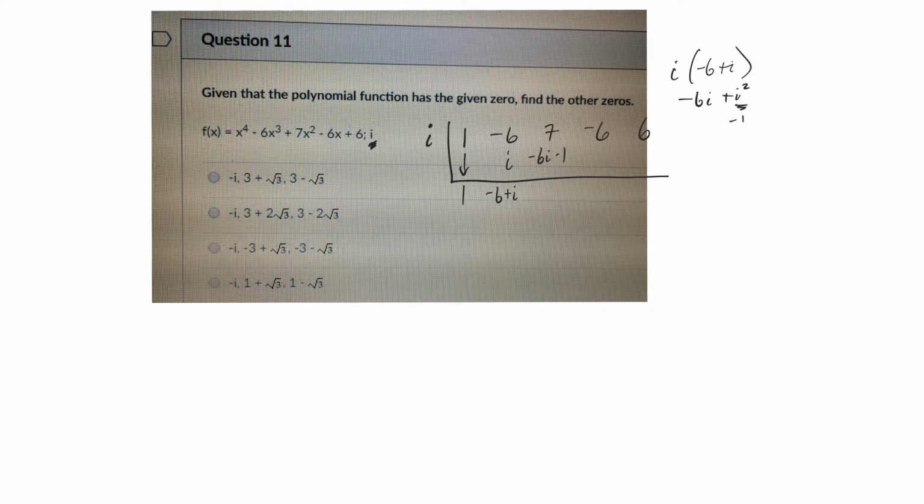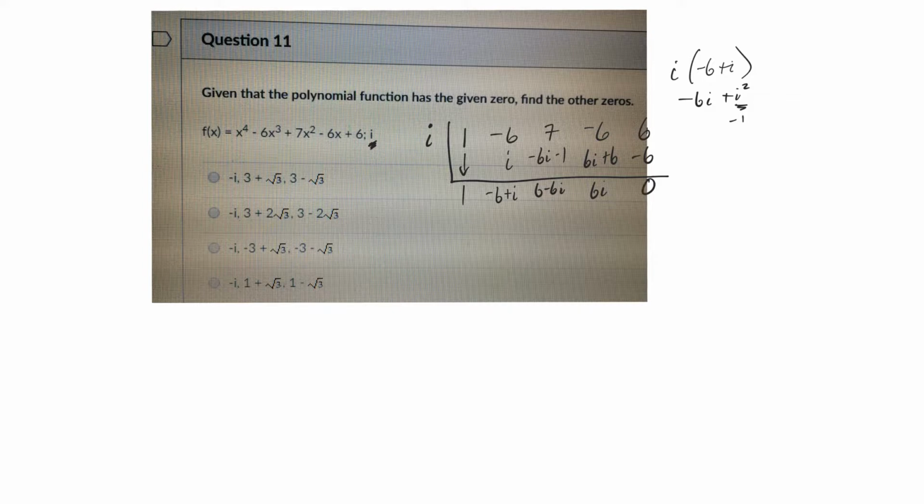All right, and then add. So that would be 7 take 1 was 6, so it would be 6 minus 6i. And then multiply again. So i times 6 is 6i. And i times minus 6i would be a minus 6i squared, or a plus 6. And then minus 6 plus 6 is 0, so this would just be a 6i if you add that. 6i times i is 6i squared, or negative 6. Add, you get a 0.